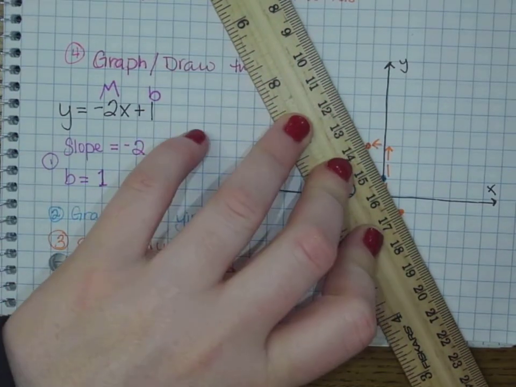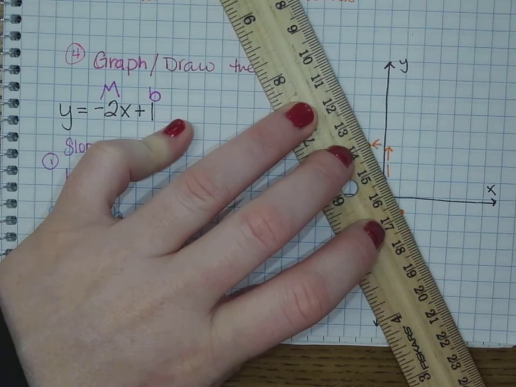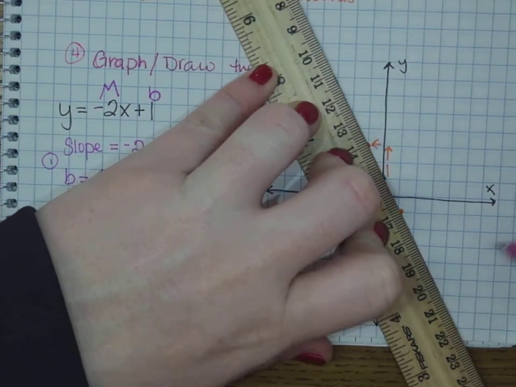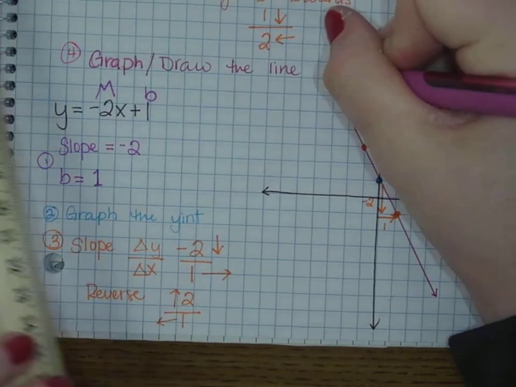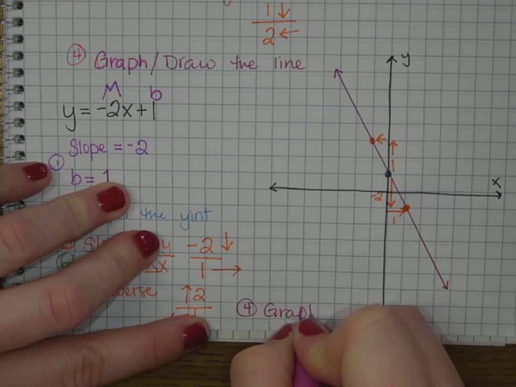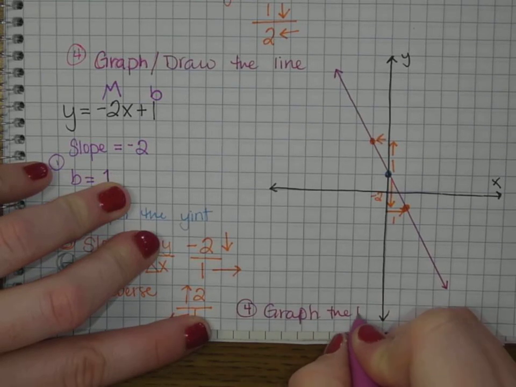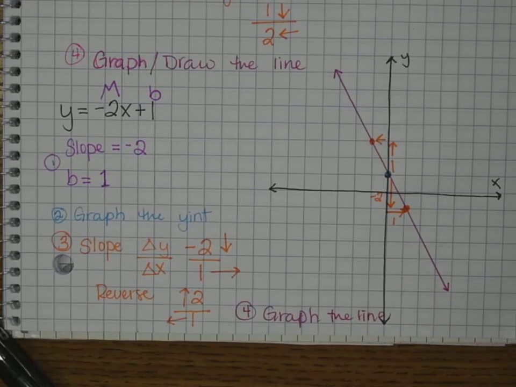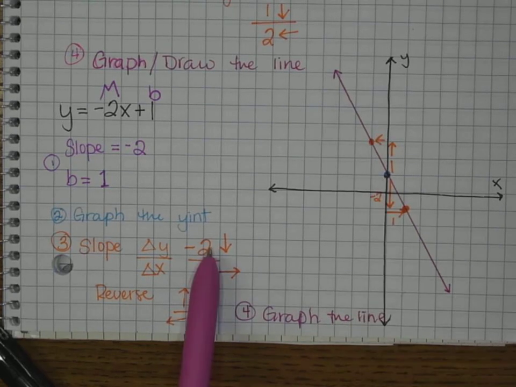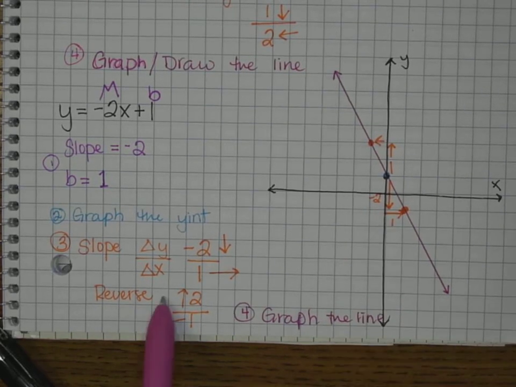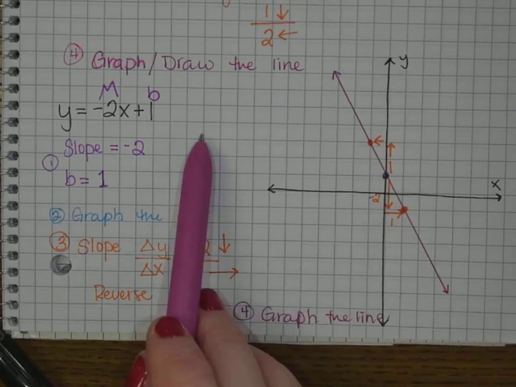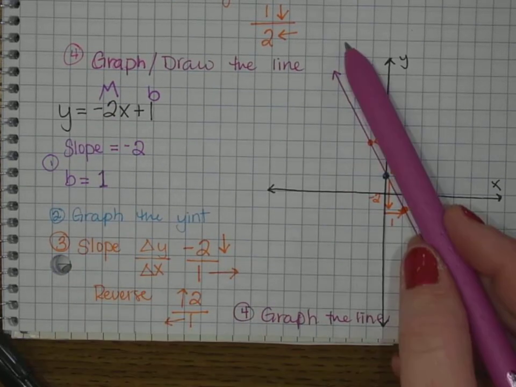And then step 4, we graph the line. So remember, from the y-intercept, you have to move down and over, and then go in reverse order, go up and back, to make it a negative slope, because this one is negative.